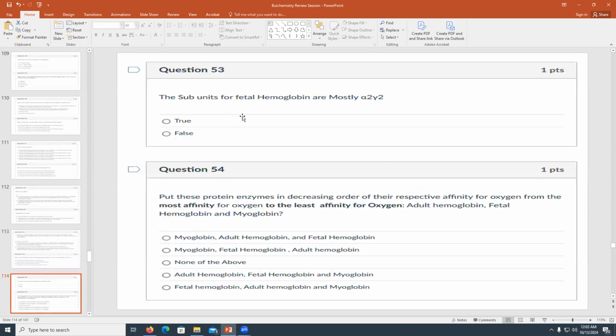The subunits for fetal hemoglobin are, yes, 2 alpha, 2 gamma. Put these protein enzymes in decreasing order of their respective affinity for oxygen, from the most affinity to the least affinity. So as the graph showed us, myoglobin has the most affinity. In the middle is fetal hemoglobin, and then to the rightmost, the least affinity, is your adult hemoglobin.